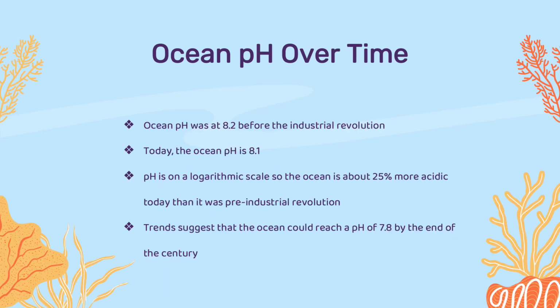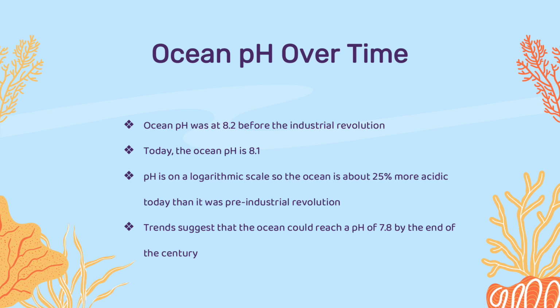So over time, ocean pH has been decreasing. The ocean pH was at 8.2 before the Industrial Revolution, and today it's at 8.1. Now this may not seem like a large difference, but pH is on a logarithmic scale, so the ocean is about 25% more acidic today than it was pre-Industrial Revolution.